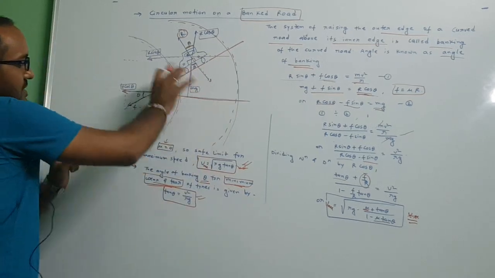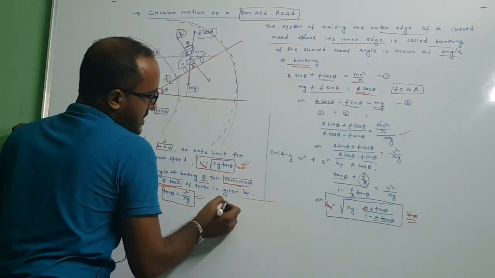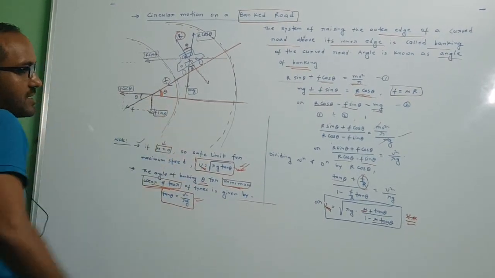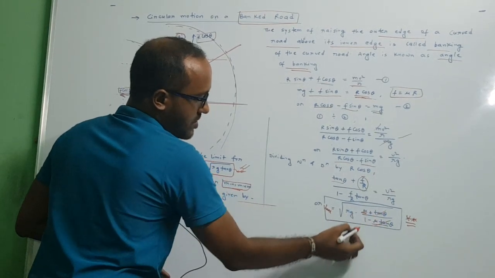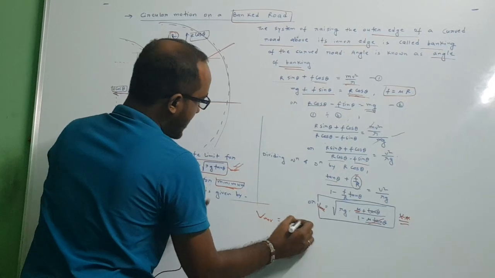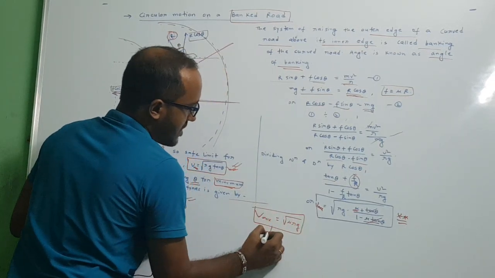See, if we want to redraw the scenario for a leveled road, the angle theta would be 0. So if theta is 0, this term will be gone. So we will get v max equals root under mu rg. This is the case for a leveled road.